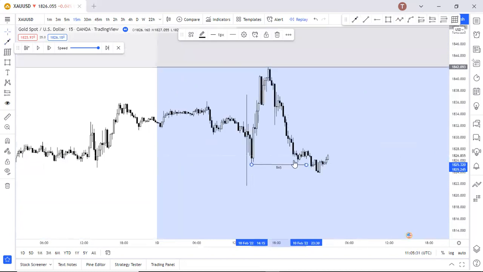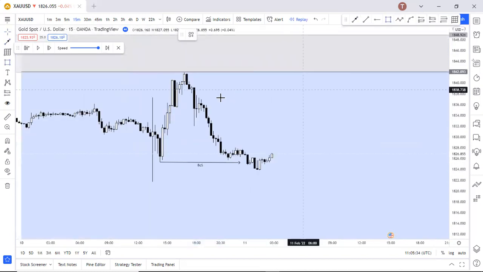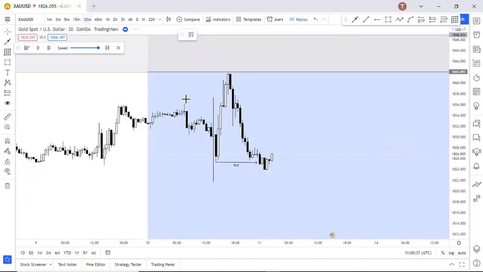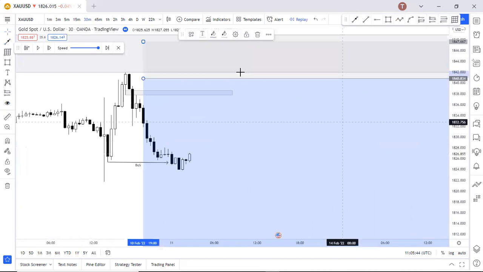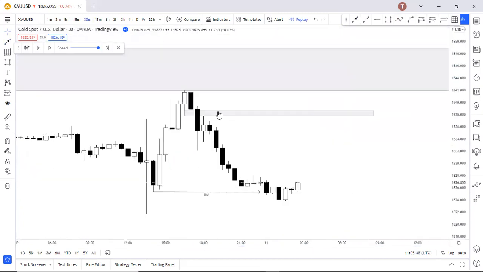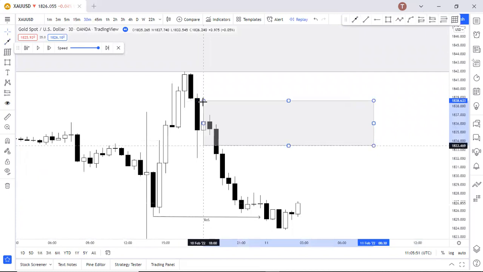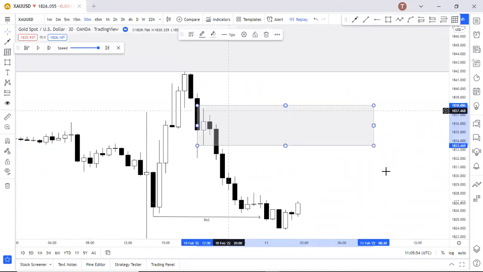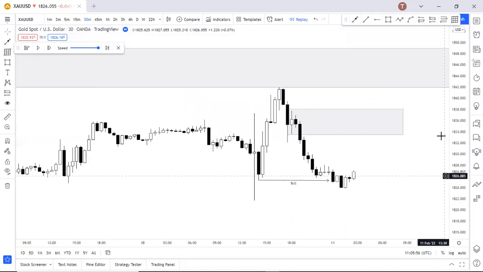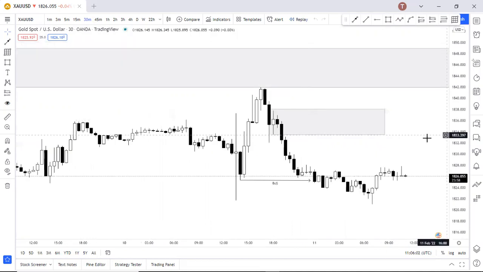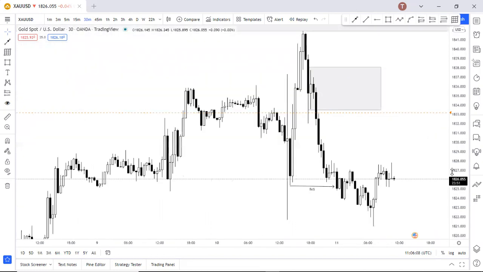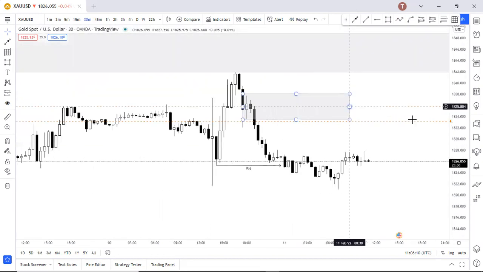So I'll be looking for possible re-entry opportunities around this zone. We can see we have a little imbalance right here, and we also have a supply zone here as well. I'll be setting an alert at this zone and monitor price movement to see if I can get possible re-entry opportunities.